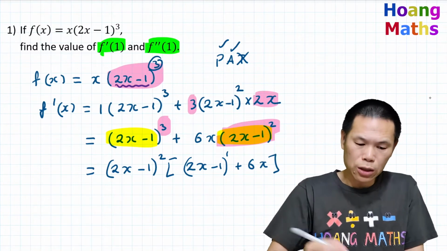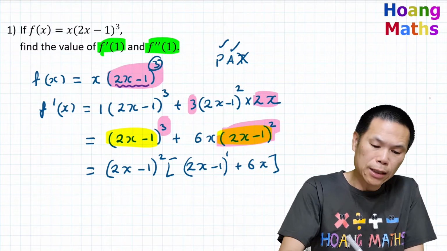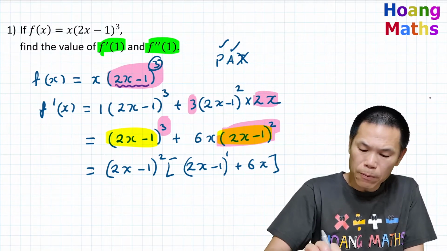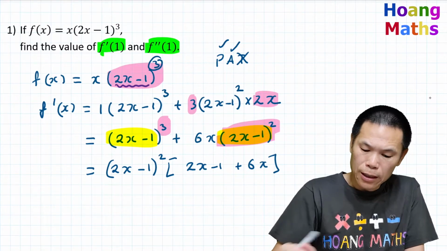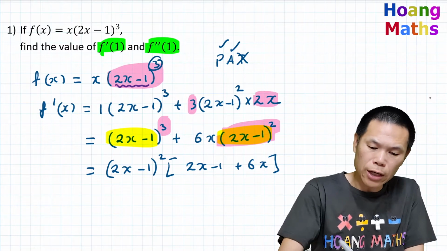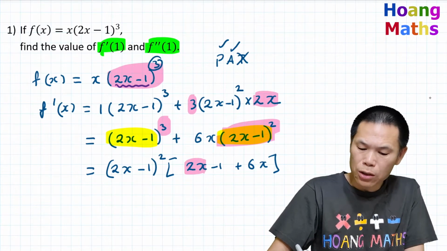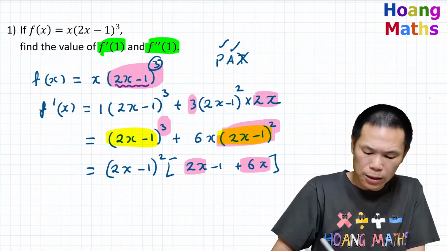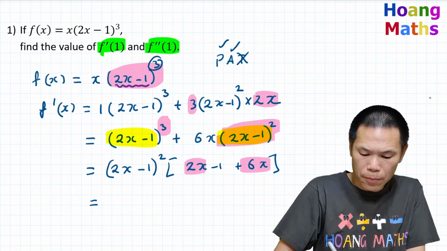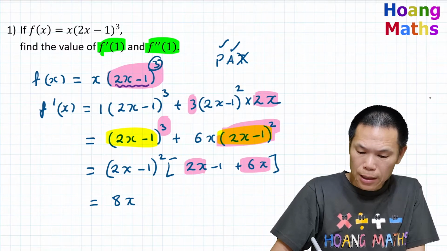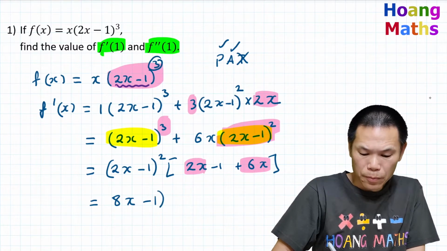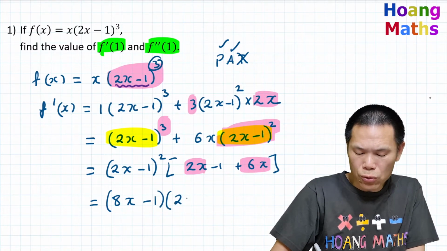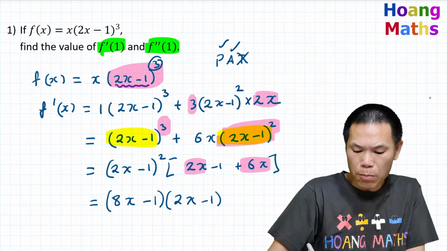So what I do, I just simplify the second bracket. So this means that power 1, I can just ignore that. And it becomes like this. Okay, so now I just collect like terms. So 2x plus 6x gives me 8x. So I'm going to write this in front. So that gives me 8x minus 1, and we have (2x minus 1) power of 2.